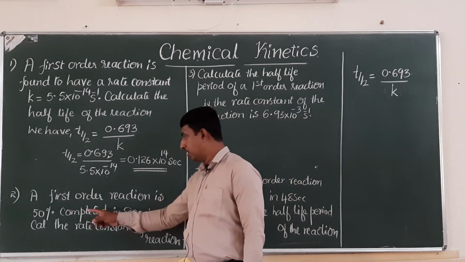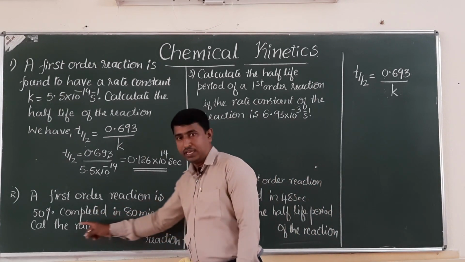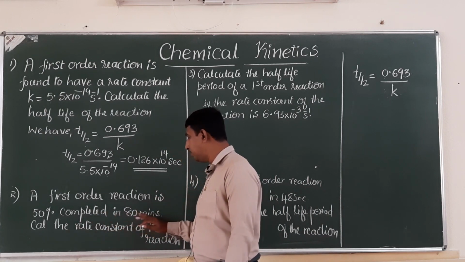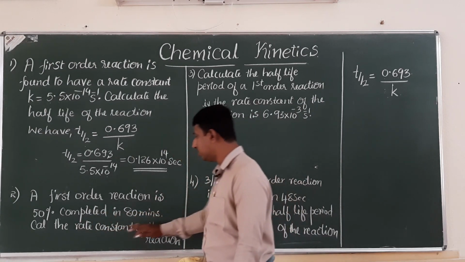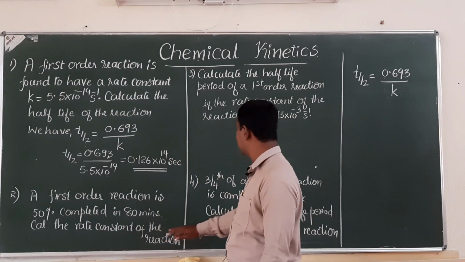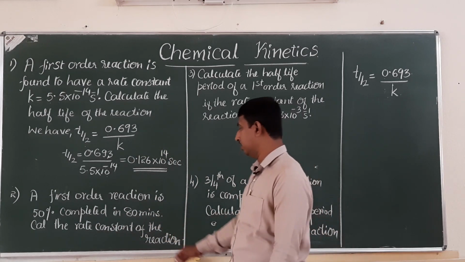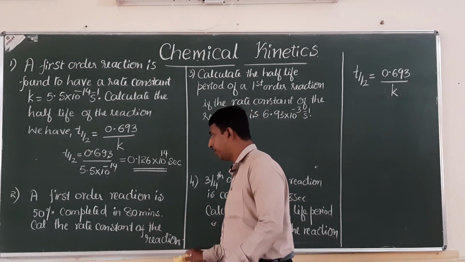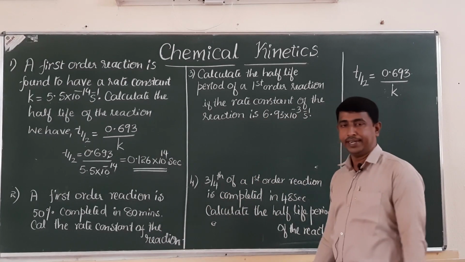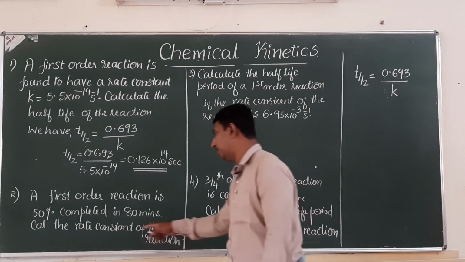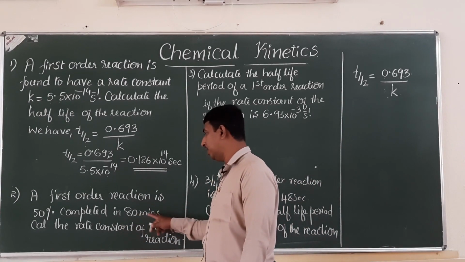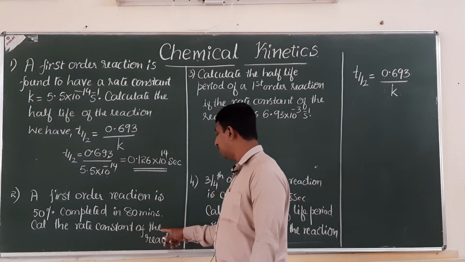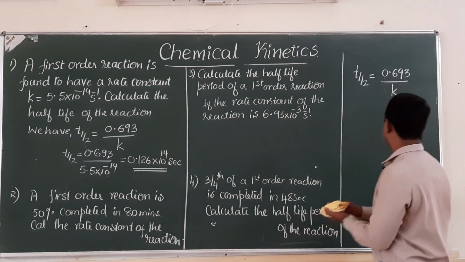Next, the second one. A first order reaction is 50% completed in 80 minutes. Calculate the rate constant of the reaction. So 50% completed means the half-life period value is given. The half-life period is 80 minutes. We have to calculate the value of rate constant K.